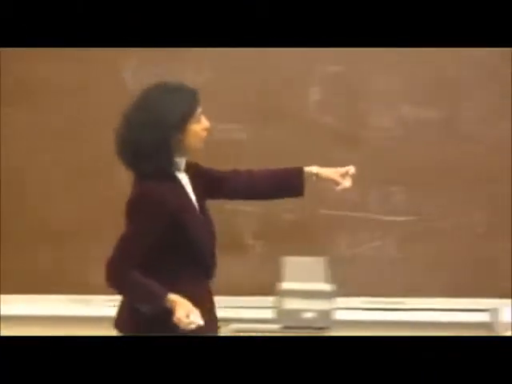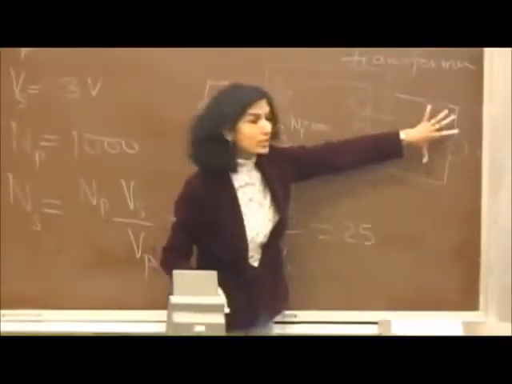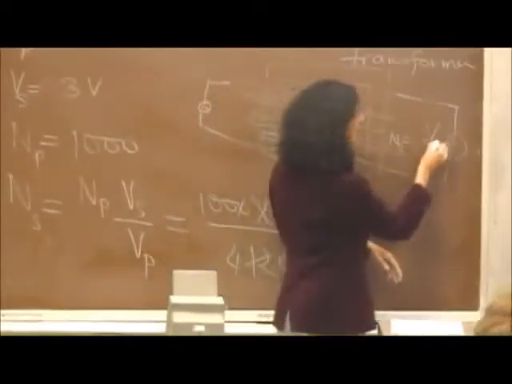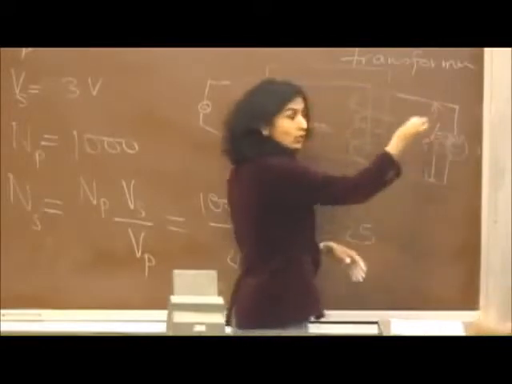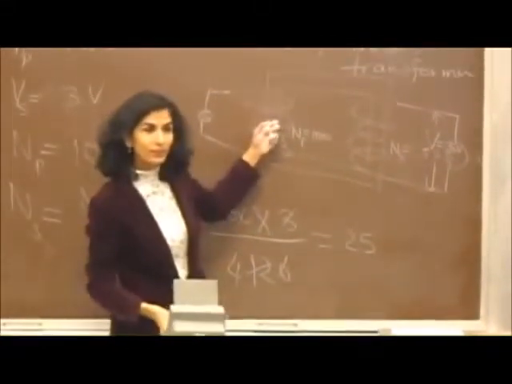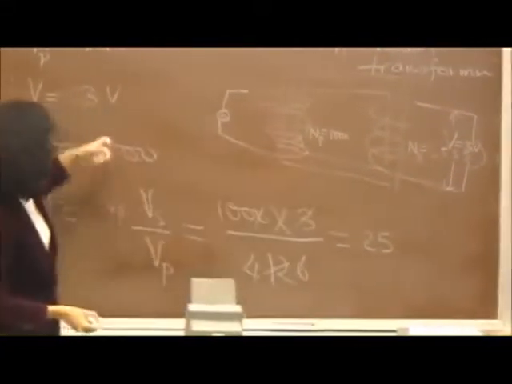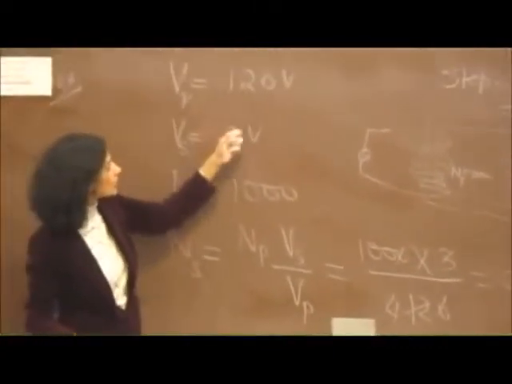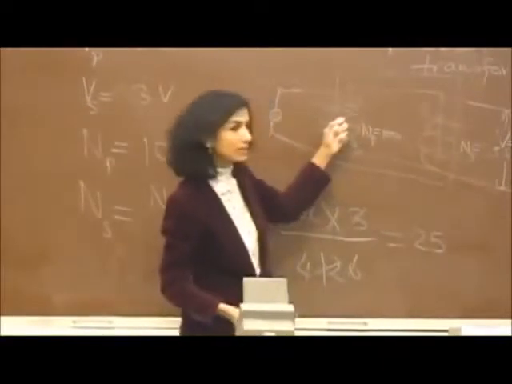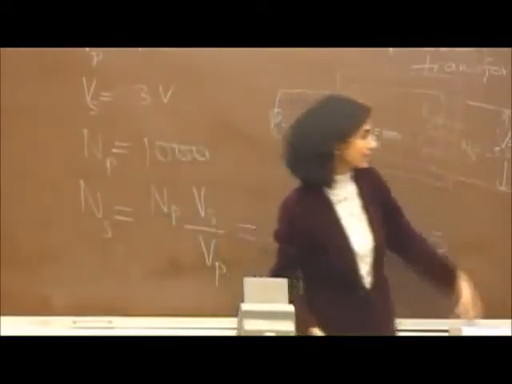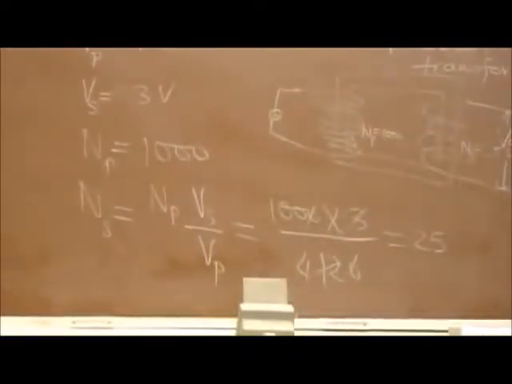That's what we are saying. So in this kind of a transformer, we are saying we reduce the voltage to, what was the Vs here? 3 volts. But do you think that the current here should be more than the current here? Shouldn't it? Yeah, because if this voltage is more than this voltage, then the current here should be less than the current here. That's what we are seeing in this.